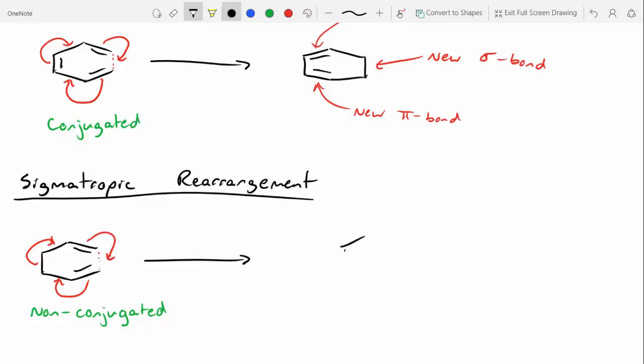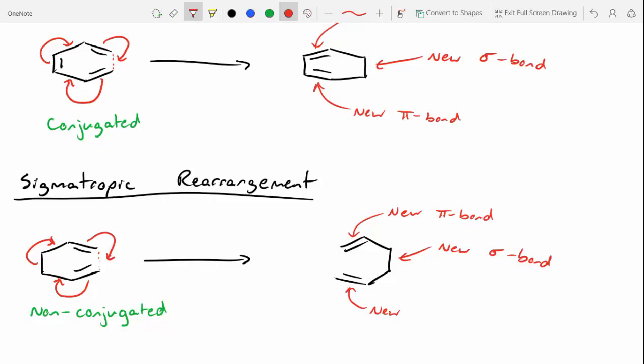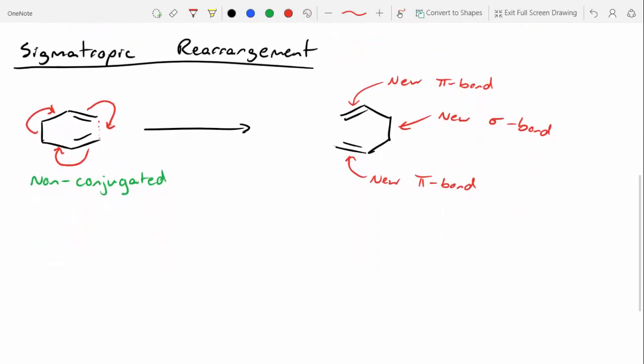Well, let's look at the product of this one. This is kind of an unusual phenomenon. And you would look at this and you would say, all right, we've got this new sigma bond right here. We've got a new pi bond. And we've got a new pi bond. What do you notice about the starting material and product in this situation? They're the exact same thing, right? So with a sigmatropic rearrangement, at least in this example, you're just kind of flip-flopping your original molecule.